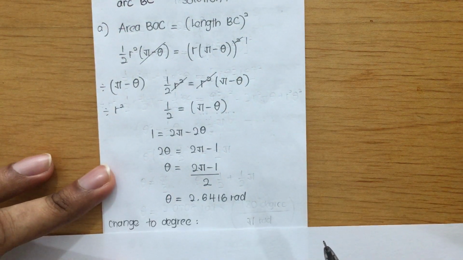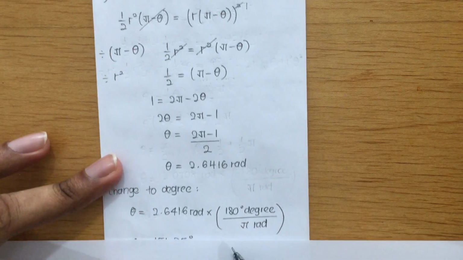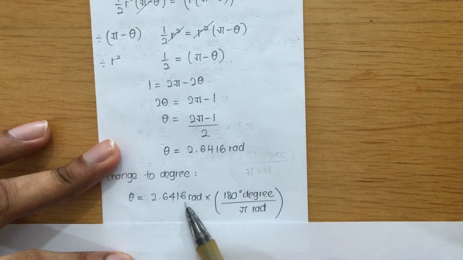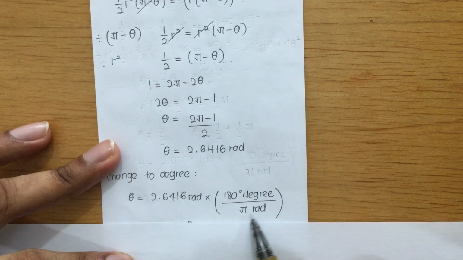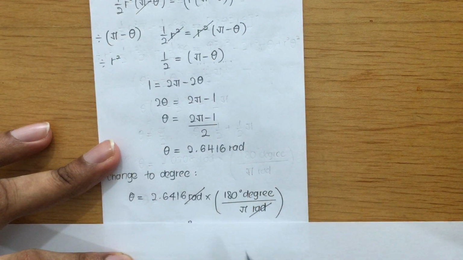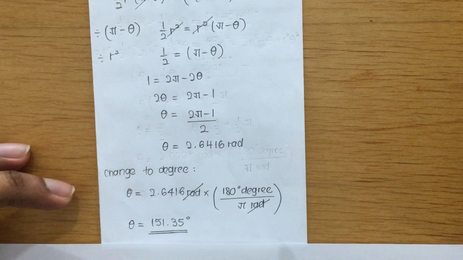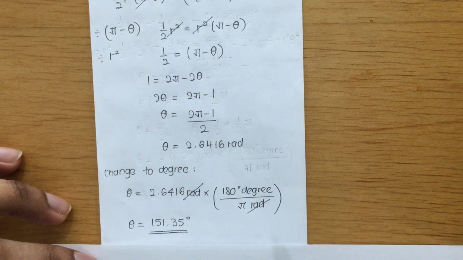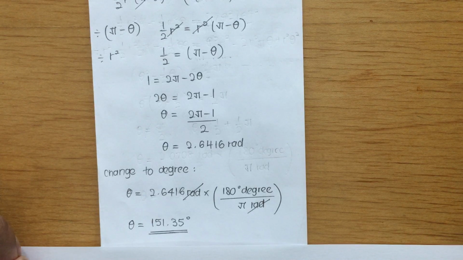To change to degree, the given angle theta, which is 2.6416 radian, you times with 180 degree divided by pi radian. So the radian and radian will cancel off. When you times it, you'll get your answer. Theta is equals to 151.35 degree. Okay, so this will be your answer, guys, for question part A.